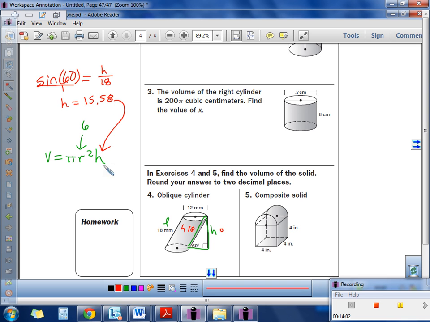Now we're ready to type in our volume. So we do volume equals pi times, our radius is 6, squared, times 15.58 to get our total volume. Let's see what that is. 0.05, and we always put our units on volume, so that's millimeters cubed. It might be 0.06 here is what I just heard.